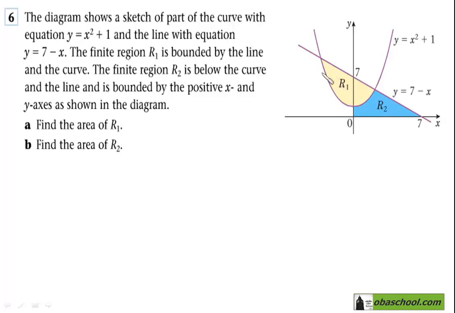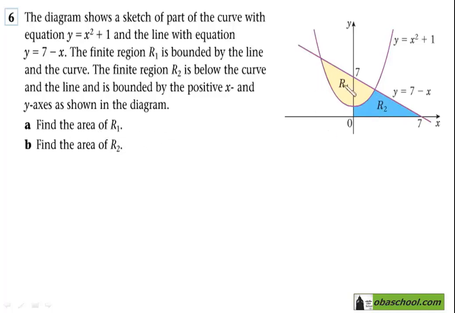Let's continue. The finite region R2 is below the curve and the line, and is bounded by the positive x and y axes as shown in the diagram. R2 is between the curve, straight line, x-axis and y-axis. In part A, we need to find the area of R1. R1 is the region between the straight line and the curve.